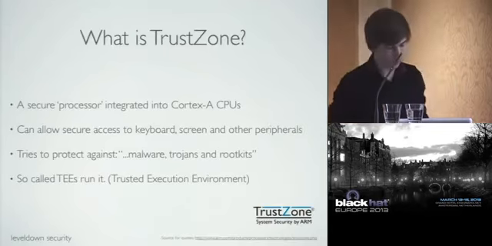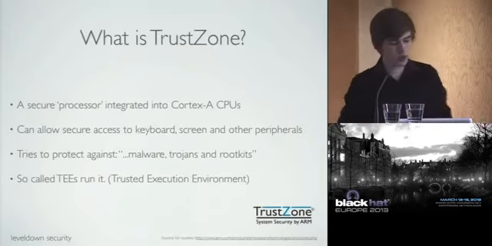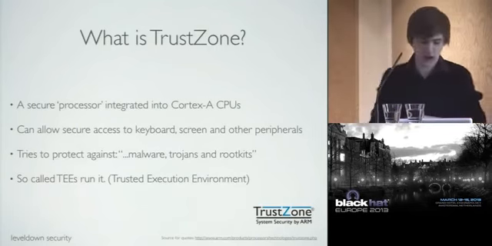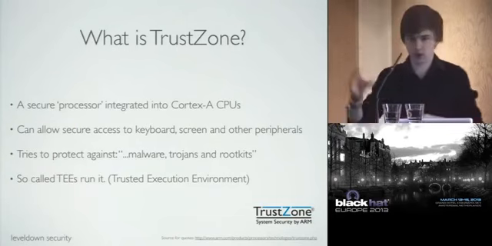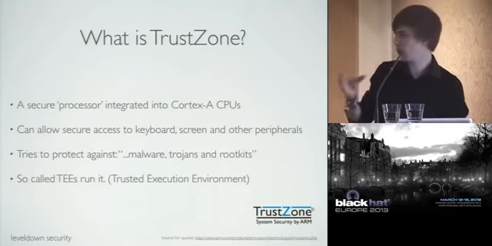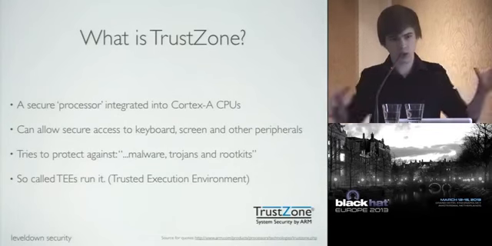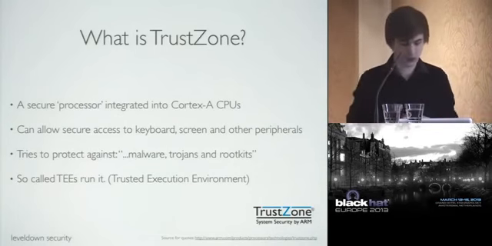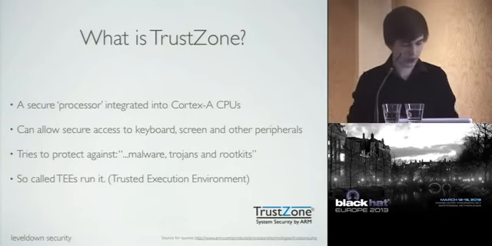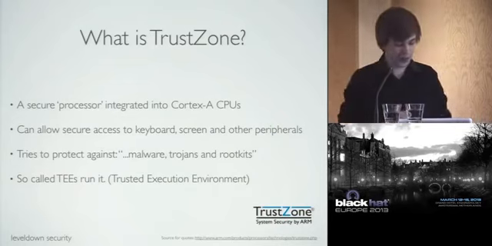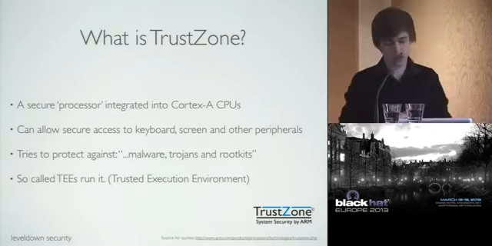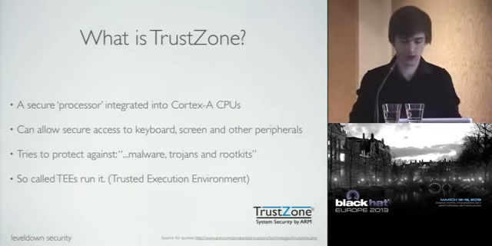Chapter 1, Trust Zone. What is Trust Zone? Trust Zone is a secure processor integrated into Cortex-A series ARM CPUs. And the cool thing about Trust Zone is that it's not just a dedicated crypto processor in the CPU. It's more like a second core in the CPU that allows access to all the peripherals around the CPU. So you can use it for secure keyboard entry, for secure display, and so on. It tries to protect against malware, trojans, and rootkits, ironically, and so-called TEEs, trusted execution environments, run on it.